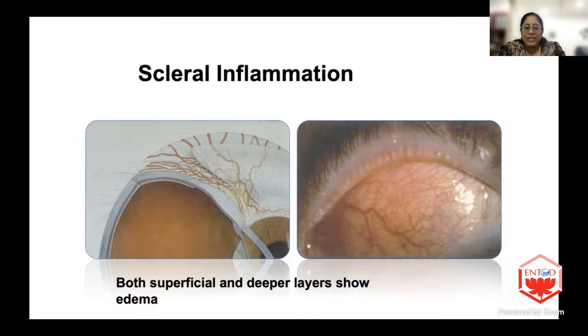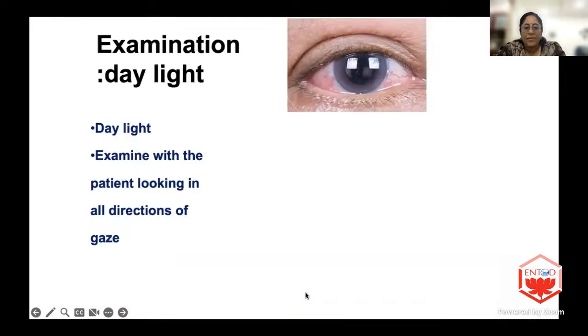So when you imagine that the deep vessels are involved and you're examining, you will see a much less brilliant red. So it is not brilliant red. The hue is brownish. It is because it is deeper below the conjunctiva as opposed to episcleritis, which is more superficial. So here in scleral inflammation, both superficial and deeper layers show edema. So I said that I'll show you typical, characteristic cases of scleritis.